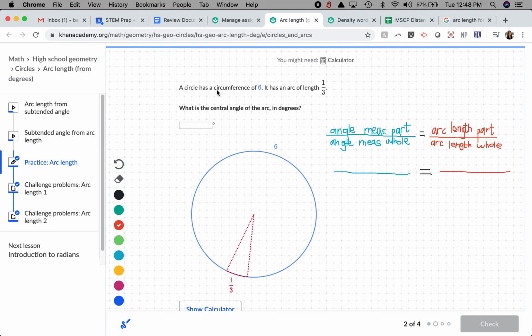A circle has a circumference of 6. It has an arc length of 1/3. What is the central angle of the arc in degrees? Now, to answer questions like these, we could set up a ratio.